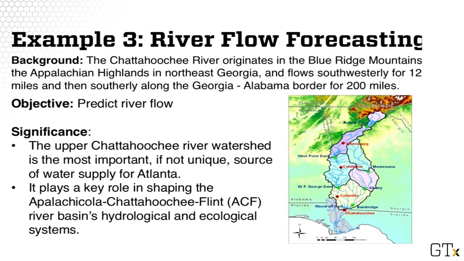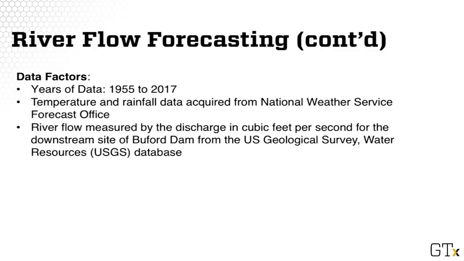From econometrics to animal wildlife population, now I will illustrate an application from environmetrics. We'll study the river flow of Chattahoochee. The Chattahoochee River originates in the Blue Ridge Mountains of the Appalachian Highlands in northeast Georgia. The Upper Chattahoochee River watershed is the most important, if not unique, source of water supply for Atlanta. Thus, it is important to accurately predict the river flow or drainage. Our understanding of such environmental systems can be substantially improved by using multivariate time series analysis and modeling techniques.